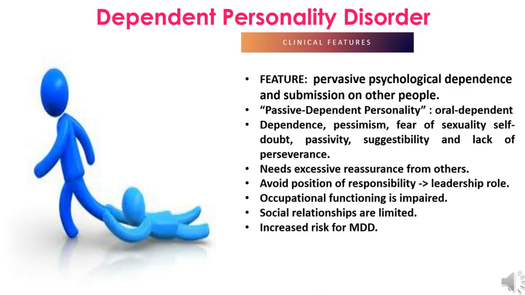Occupational functioning tends to be impaired because persons with the disorder cannot act independently and without close supervision. Social relationships are limited to those on whom they can depend, and many suffer physical or mental abuse because they cannot assert themselves. They risk major depressive disorder if they lose the person on whom they depend, but with treatment, the prognosis is favorable.